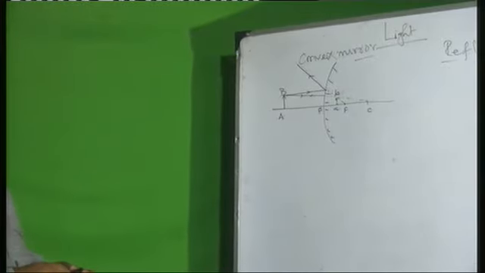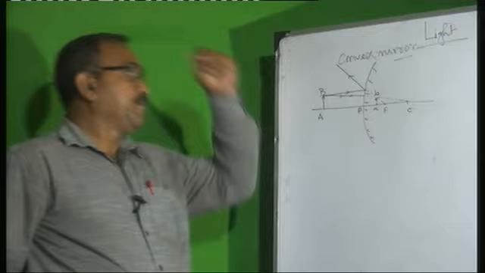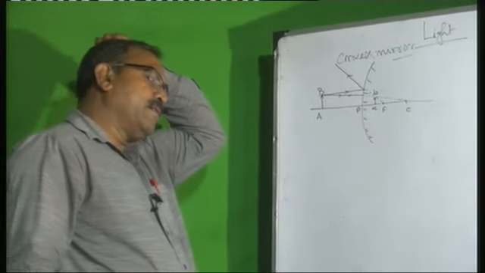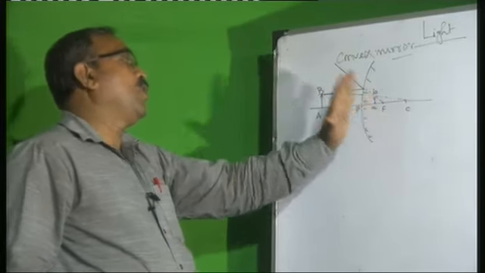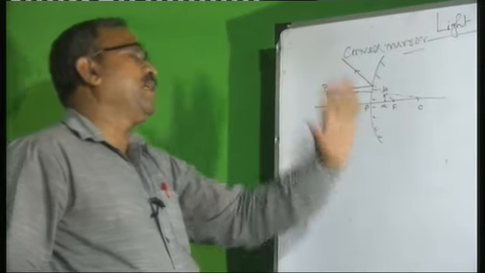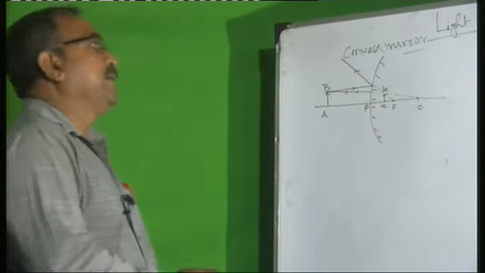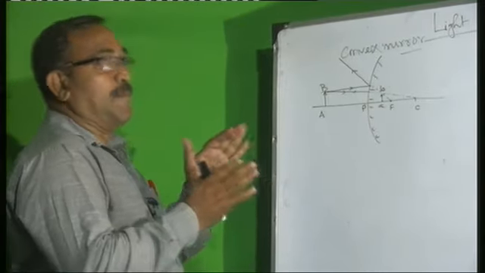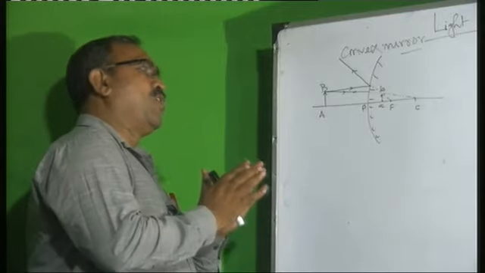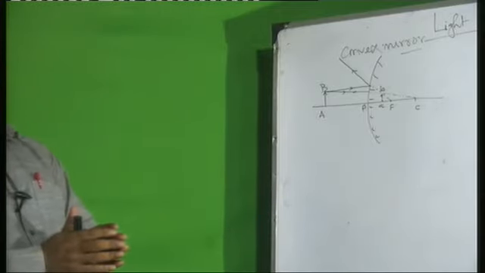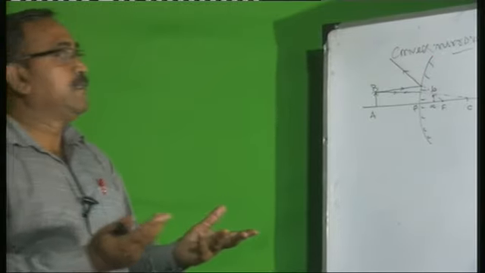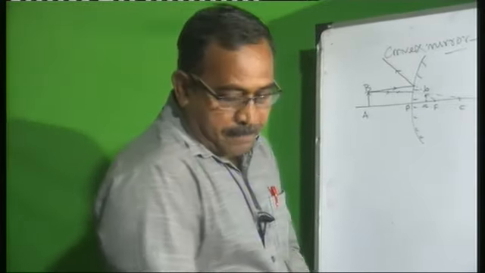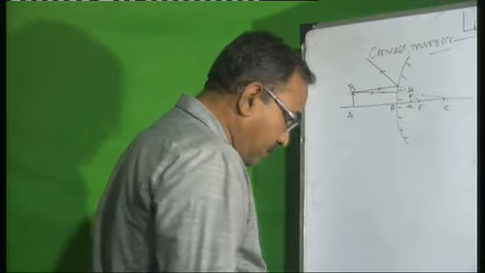So from this concept, for the convex mirror, image will form always in between pole and focus, and it is virtual, diminished in size, and also erect. So you know it. For this reason we revise it.